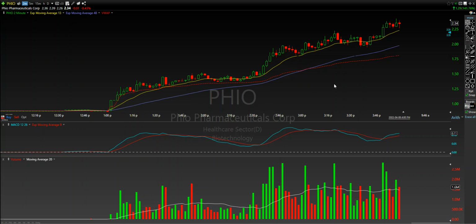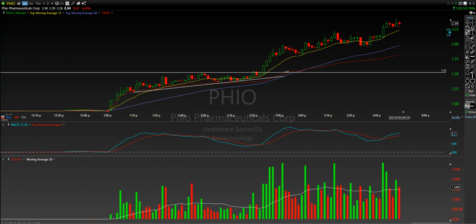So we're going to look at PHIO again, and what you're going to see is what's called a flat top breakout. There's a level of resistance right through here, and lows are starting to get higher and higher and higher. So this pattern is what's called an ascending triangle. It's a high probability pattern that will break out more often than not. This is one of the patterns that I trade most often.